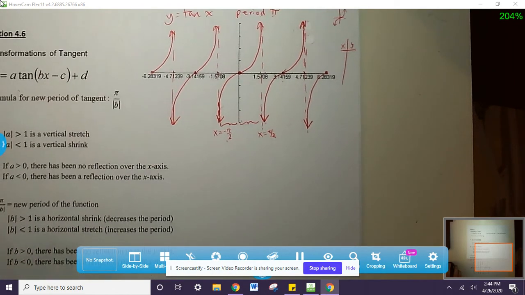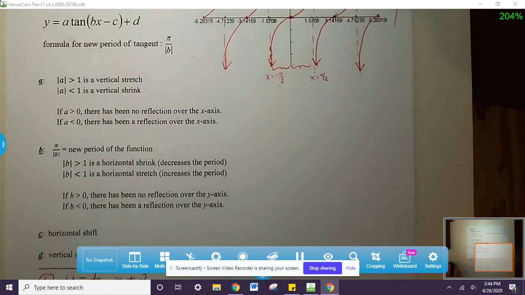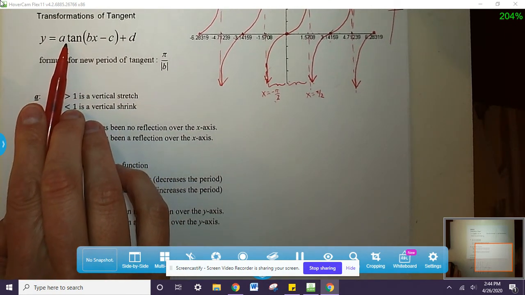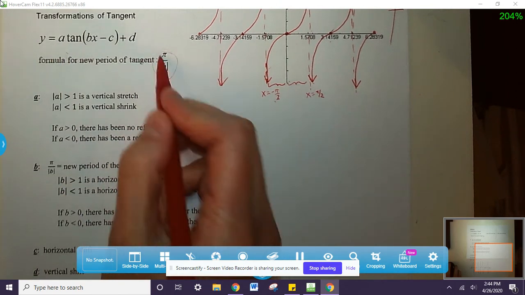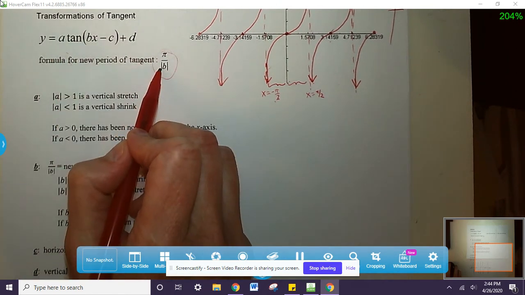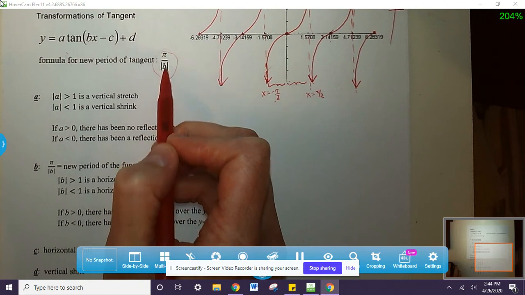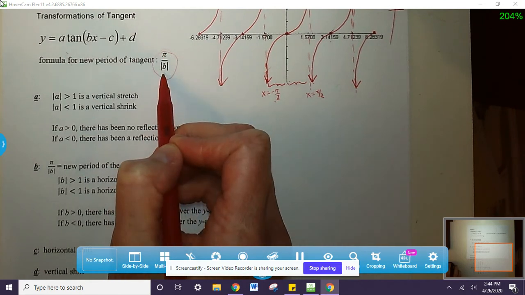Okay, so there's a quick recap of our tangent graph. Good news for the transformations: they work the same way as always. The one thing that's going to be different here is the period. The new period for tangent will be pi over the absolute value of b. For sine and cosine, it's 2 pi over b. But for tangent, it's pi over b, or absolute value of b technically.